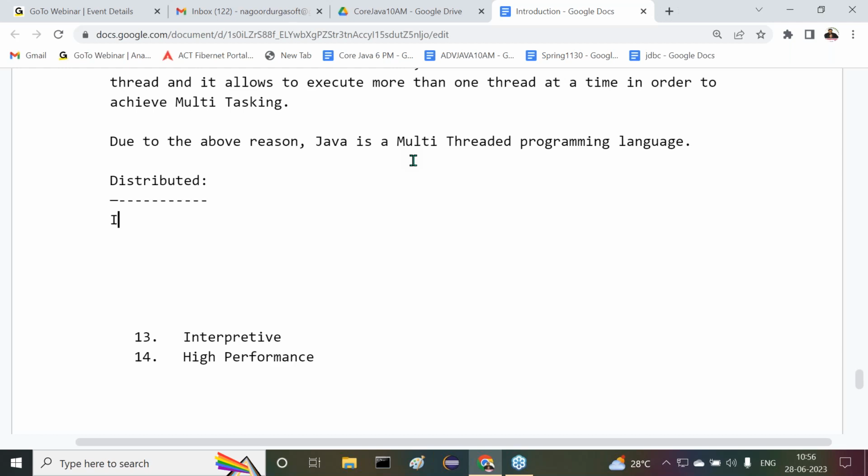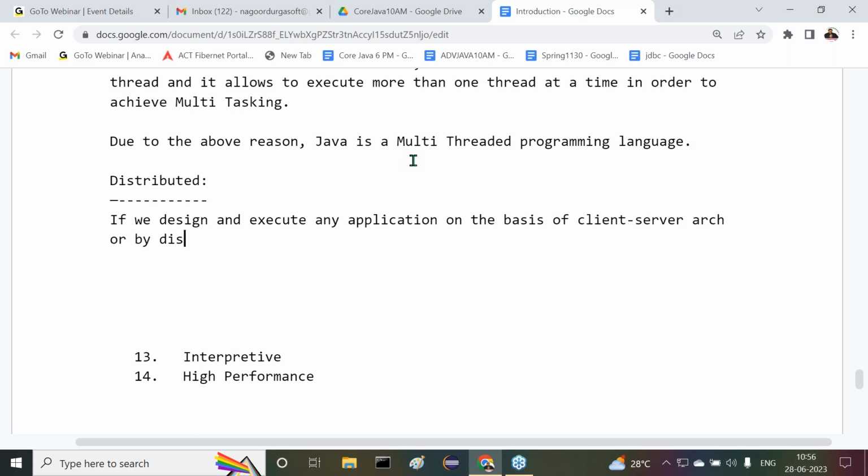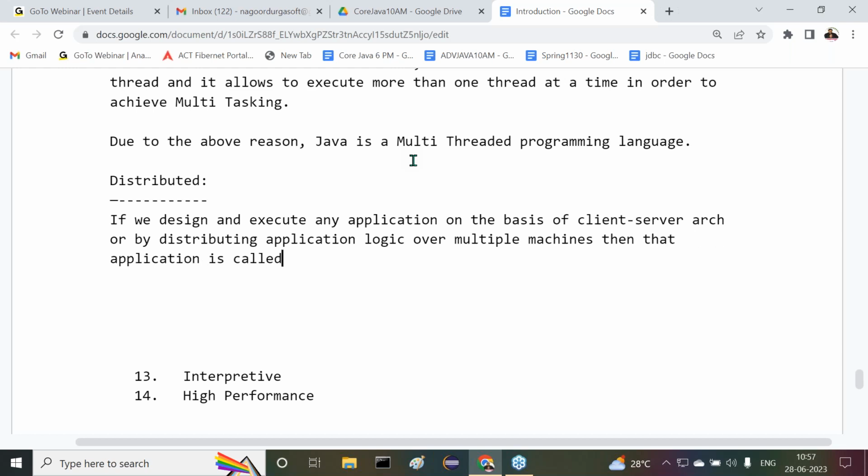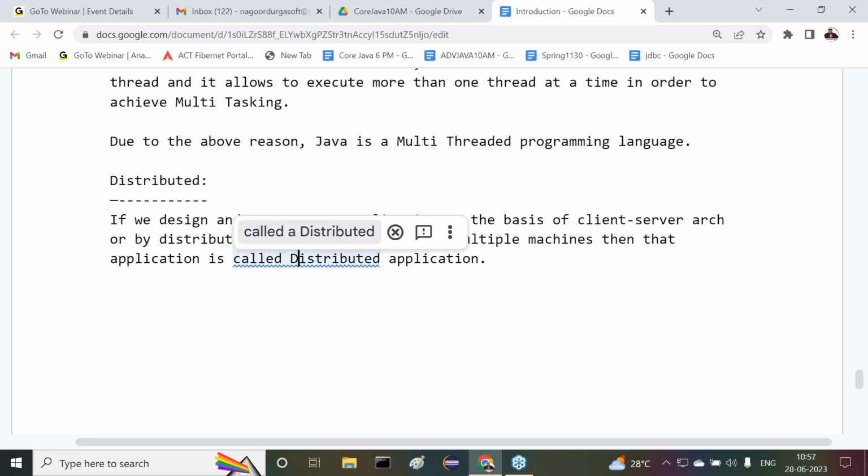Now observe carefully. If we design and execute any application on the basis of client server architecture, or by distributing application logic over multiple machines, then that application is called a distributed application. Understand it clearly.